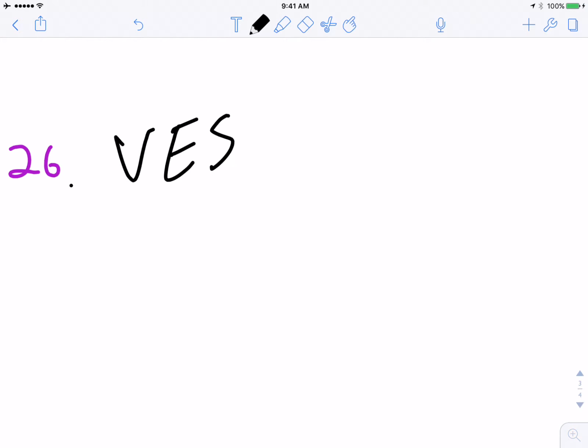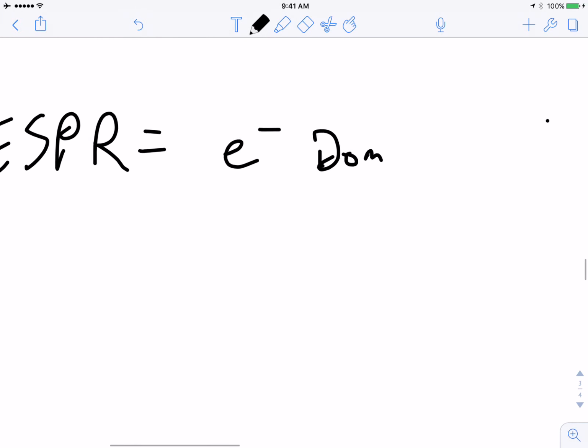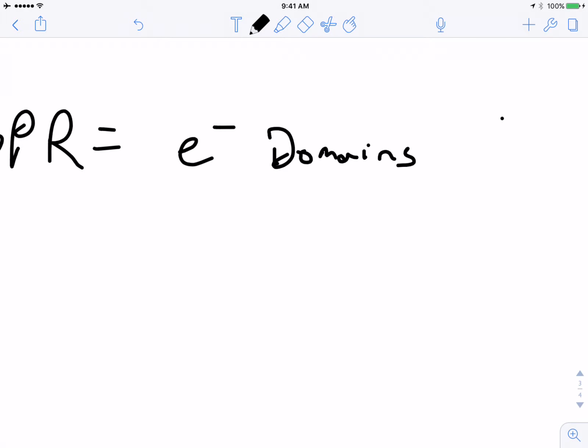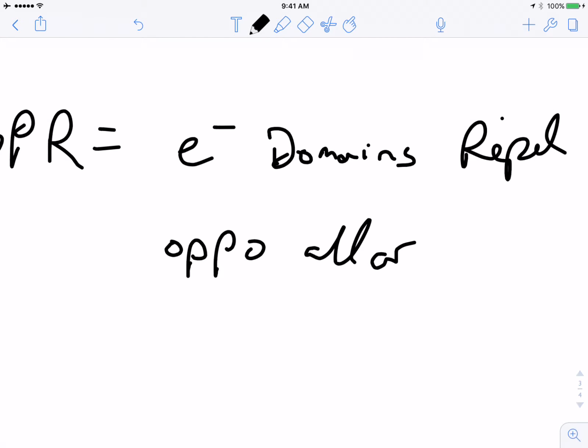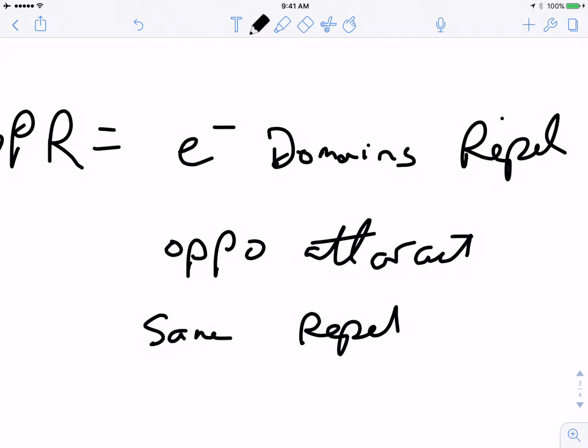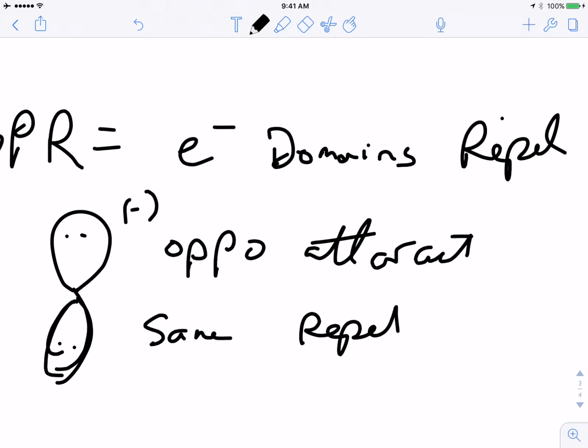26. VSEPR. What does VSEPR mean to you? Well, to me, it means that the electron domains repel each other. And I know that because opposites attract and the same repel. Opposite charges attract, the same charges repel. I know that each electron cloud is negative, and it's going to repel another electron cloud that's negative. That is VSEPR. It's like the balloons that push each other away. Answer A.